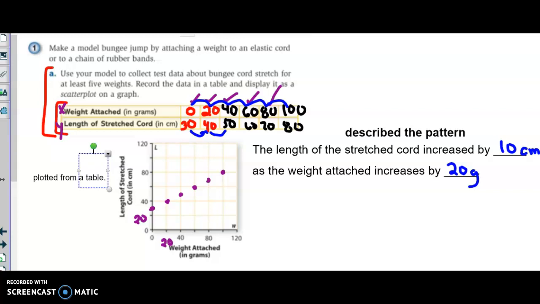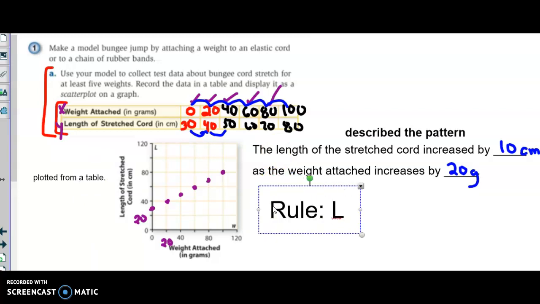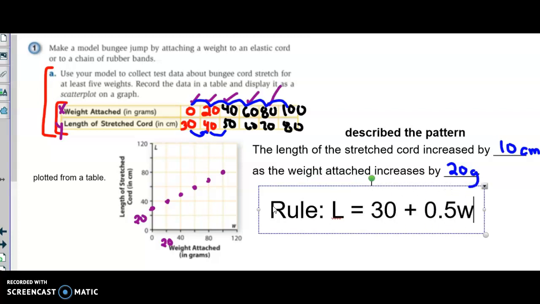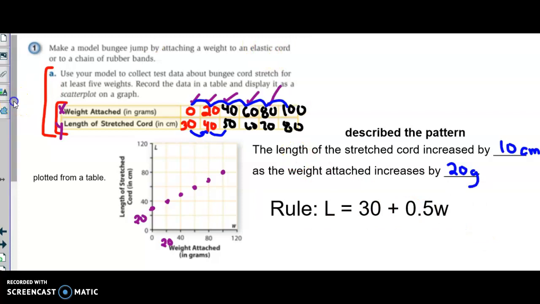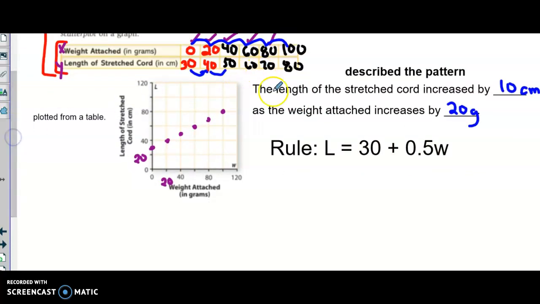rule matches the equation. So if I said a rule you could use for this scenario would be that the length L is equal to 30 plus 0.5 times the weight. Would that work? Yes or no? So the way we're going to check this is that we're going to be using some substitution.